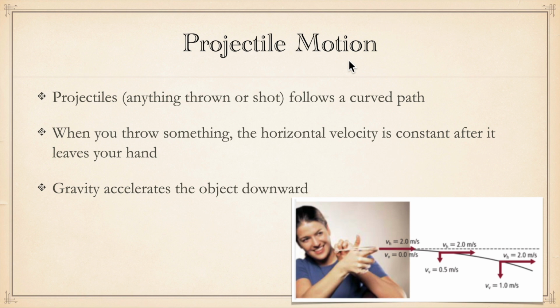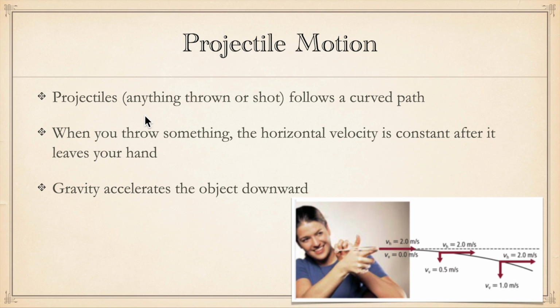Projectile motion. Projectiles are anything thrown or shot, and these follow a curved path. So if you shoot an arrow, for example, it doesn't go straight forever. As soon as it leaves the bow, it starts to drop. Or if you throw a baseball, the same thing, it starts to drop.